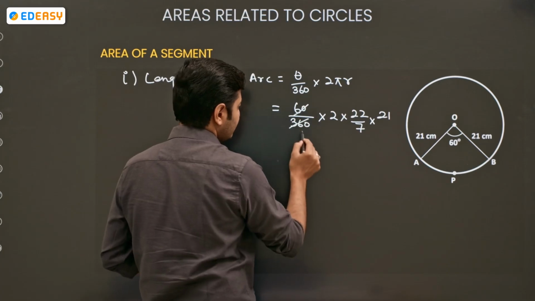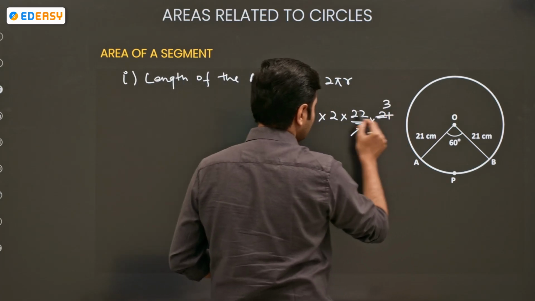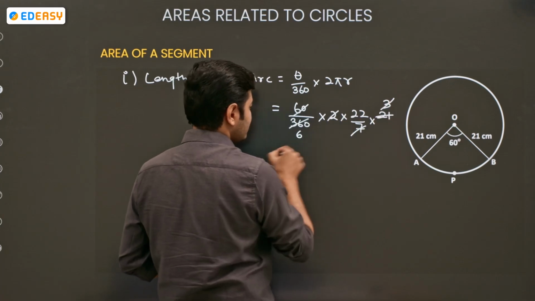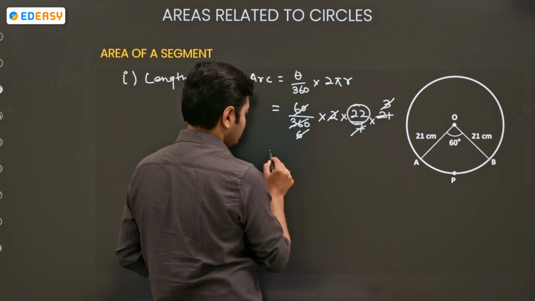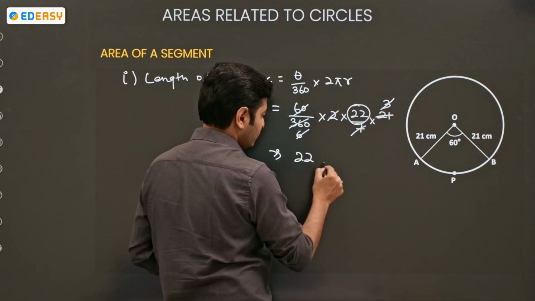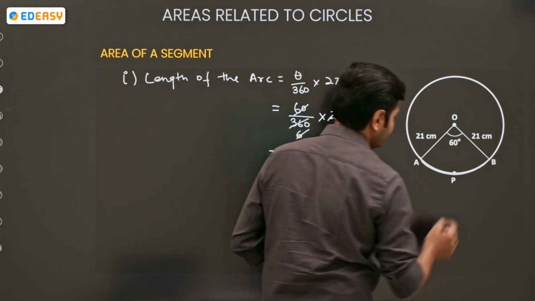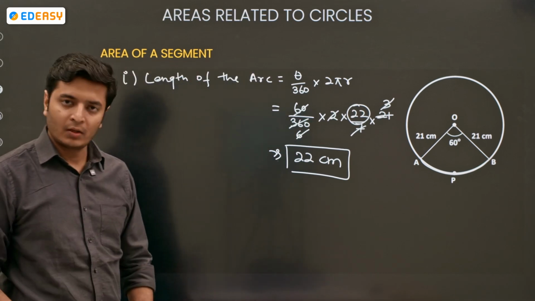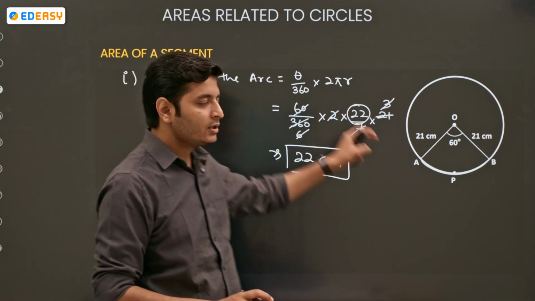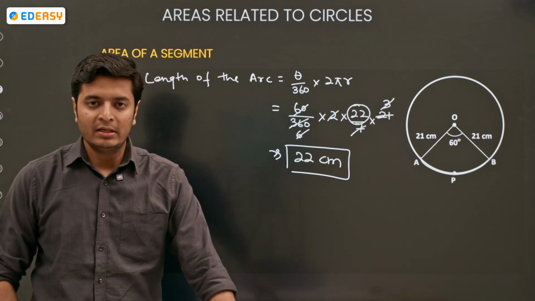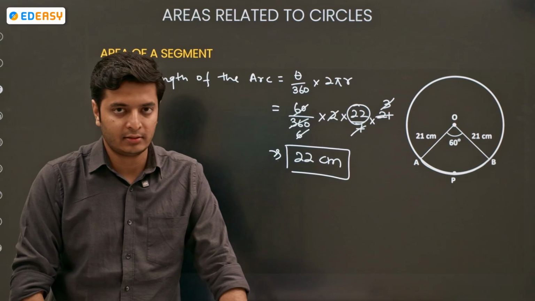Okay, they are divisible by 6, and this can be divided by 3. 3 into 2 is 6, so we can divide this also. So what are we left with? 22. So 22 centimeter is the length of this arc AB. Fine. We know how to find it. This is the formula, theta by 360 into 2 pi r. Same kind of formula that we use in the case of the area of any sector.